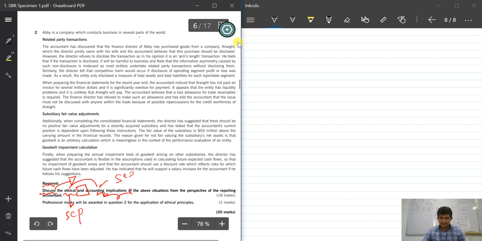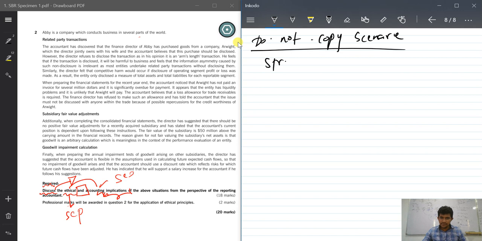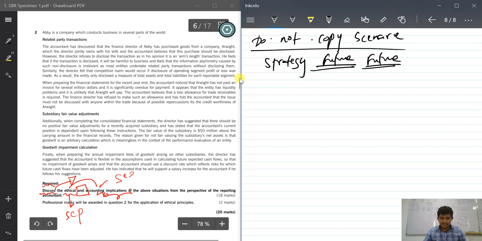Therefore, students, please be careful. Do not copy paste the scenario in the exam. As a strategic business reporter, strategy means something future. You should be able to explain the future problems that will be a result of the accounting treatment mentioned above. And then you need to give a solution.